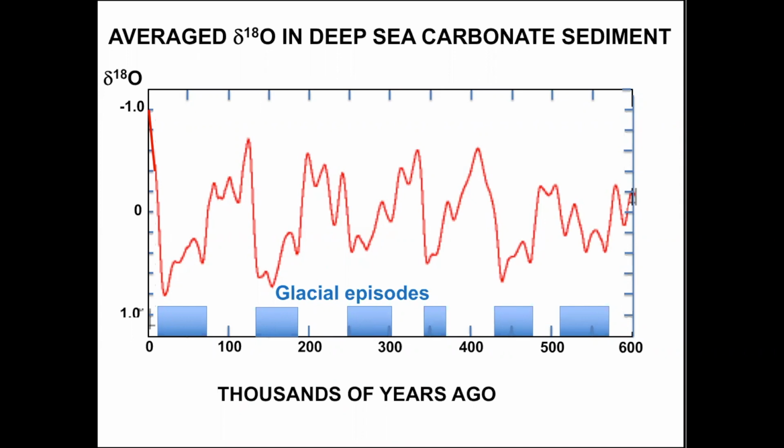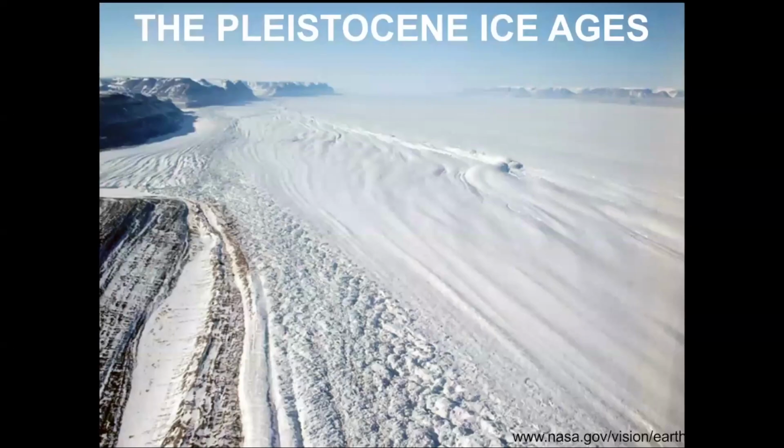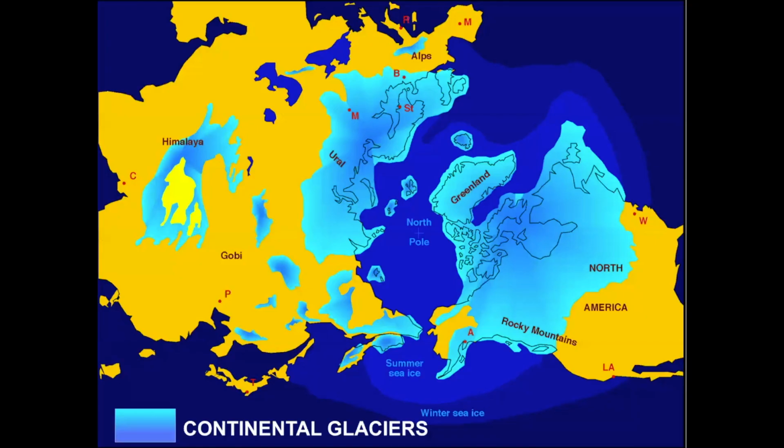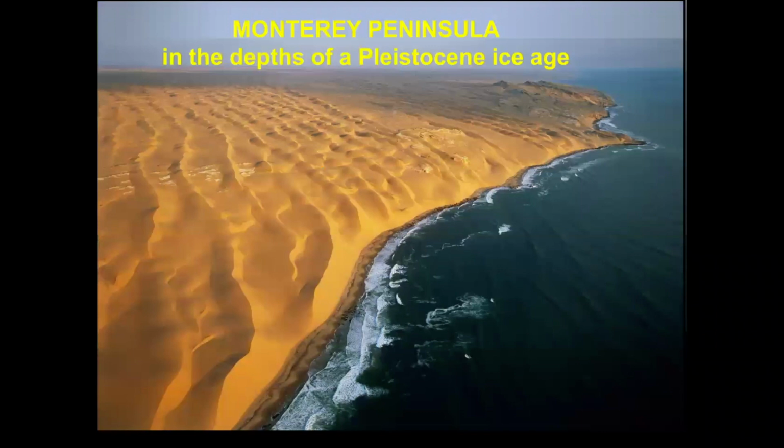And so we have this alternation of glacial versus non-glacial over the past close to 1 million years. And this is the Pleistocene Ice Age. At its maximum, glaciers covered about half of North America and a sizable amount of Eurasia, and the water to produce all that ice came from the sea.